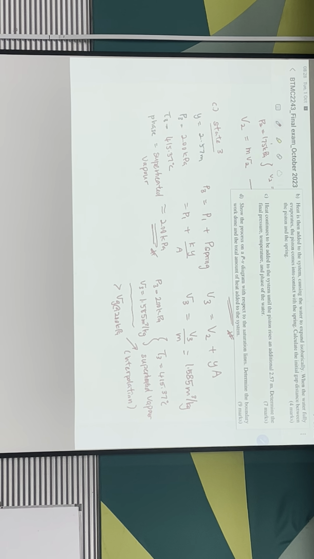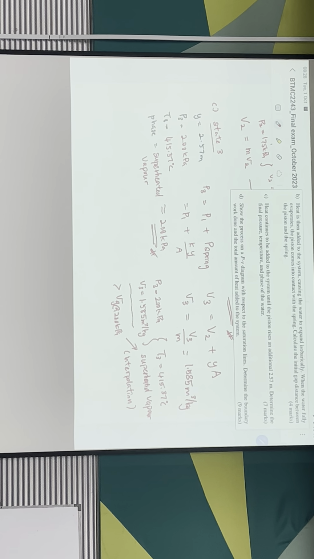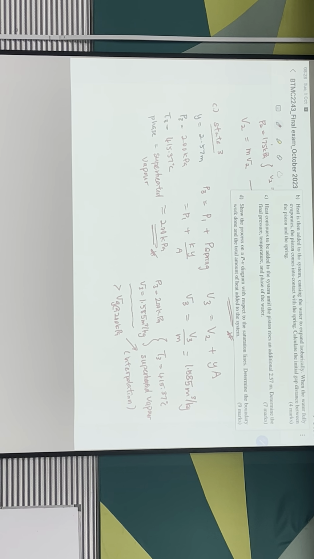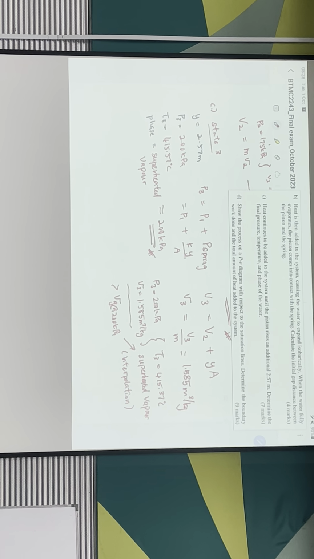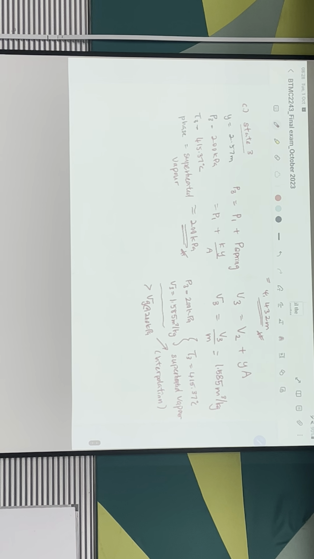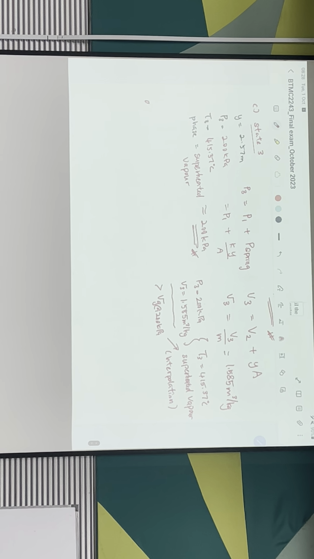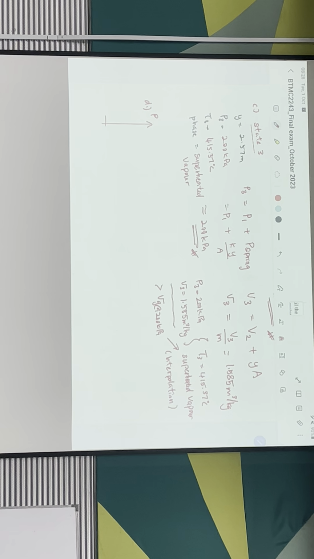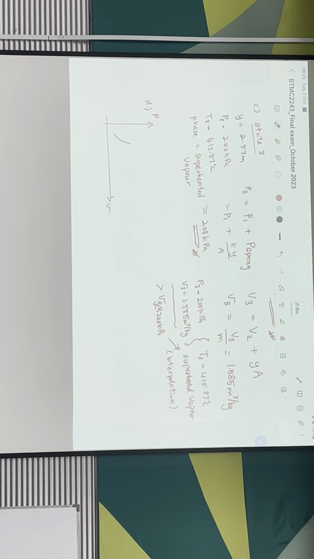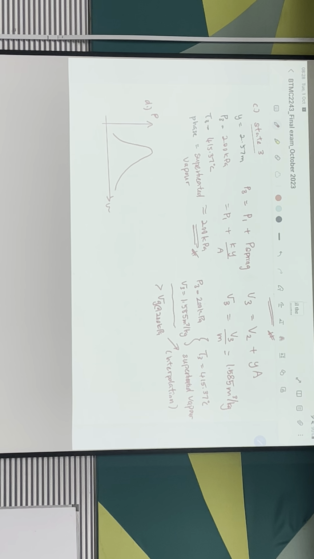Okay, so then we look at D. So D, show the process on the PV diagram and then determine the boundary work done and the total amount of heat added to the system. So essentially just find everything. First off, you need to sketch the PV diagram first. So you get a PV diagram. This is the water, so don't forget the saturation line.